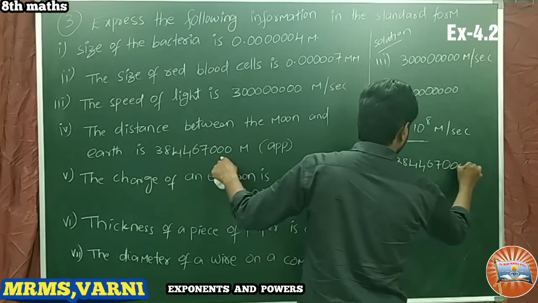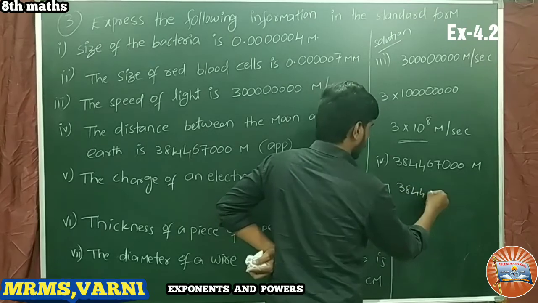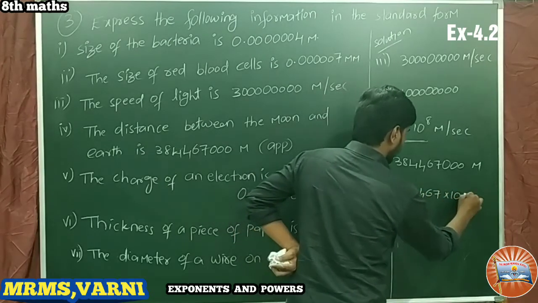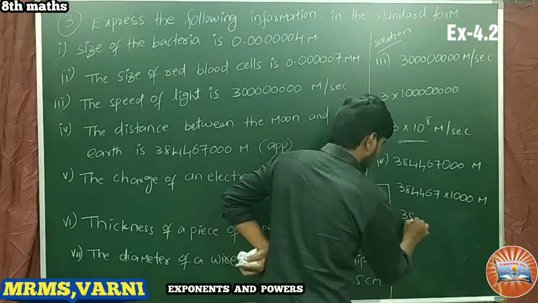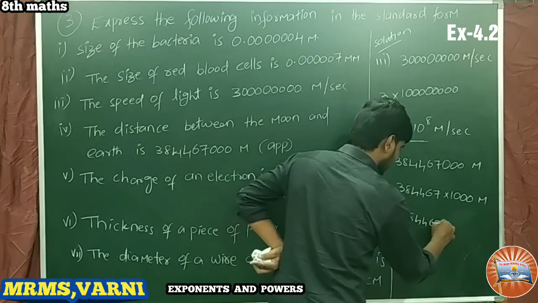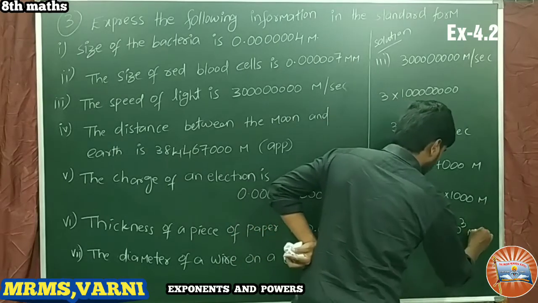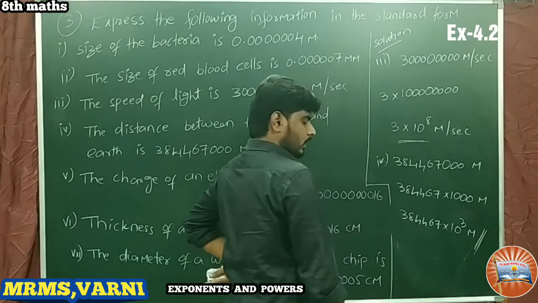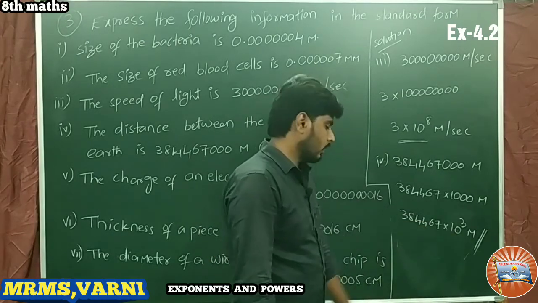384467,000 meters. This we can write as 384467 into 1000 meters, and this we can write as 384467 into 10 power 3. It is enough to write here. Okay, is it clear? 384467 into 10 to the power of 3 we can write that.